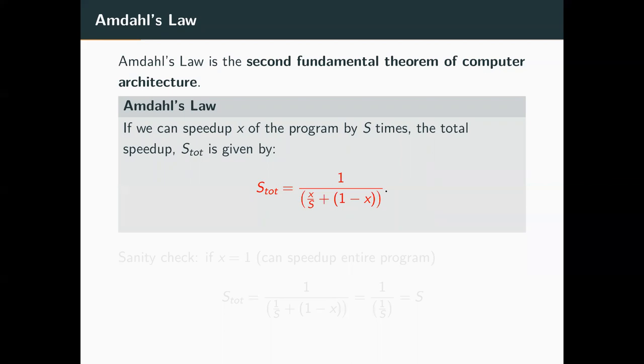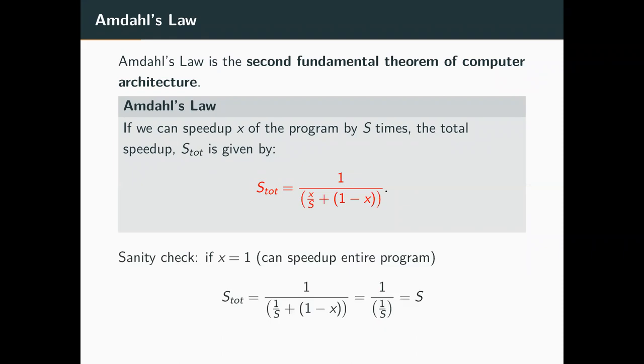Okay, let's do a sanity check just to make sure that this isn't totally insane. If x equals 1, this would mean that we can speed up 100% of the program, the whole thing. What do we get? S total is going to be 1 over s, and then 1 minus x, which x is, in this case, 1, goes to 0, and then it's just 1 over 1 over s, and that's just s.